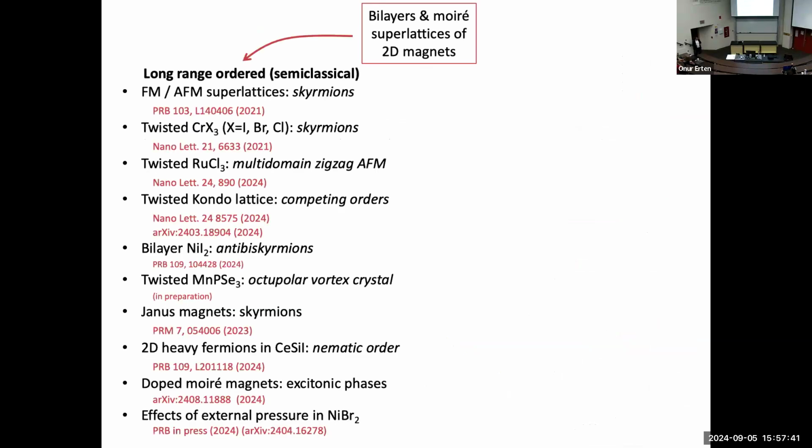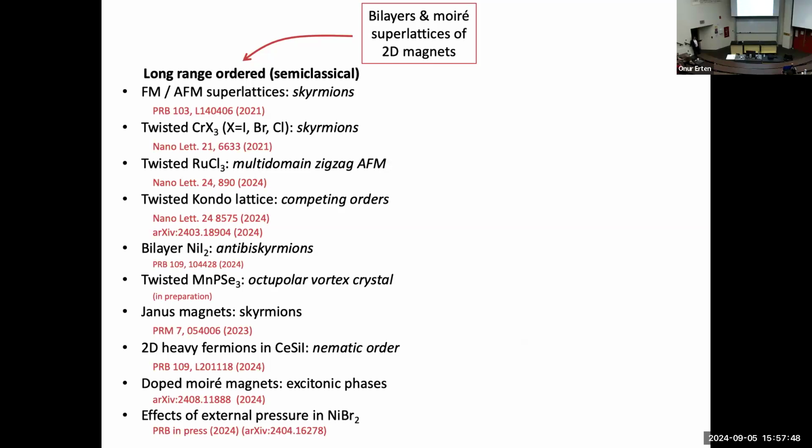Okay. All right, so as I mentioned, we have been interested in this topic for the last couple of years. And we have two complementary approaches. The first approach is to consider systems where there's a long-range order, right? So we treat at least the magnetism semi-classically. Okay?